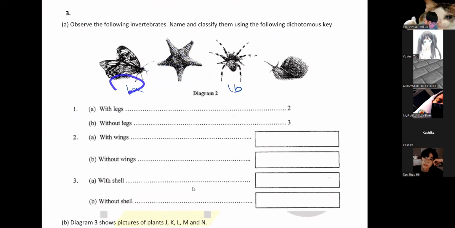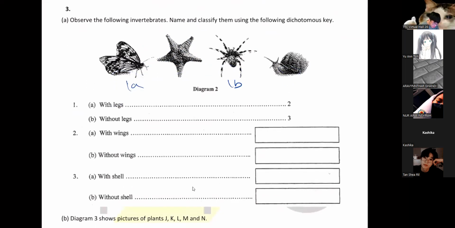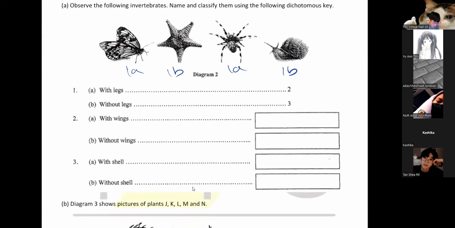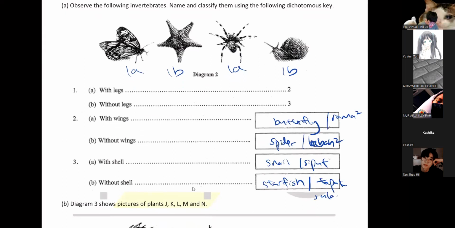Okay. Usually they will put a name down here also lah. You must say, sir, this one got no name one. Usually they will put a name. Also, this is 1A again. Okay, 1A. So these both are 1B. So the one with wings is gonna be a butterfly. Okay, Rama. Without wings, it's gonna be a spider. Okay, laba. And then with shell, it's gonna be a snail, siput. Without shell is your starfish. Right, this is called tapak Sulaiman.